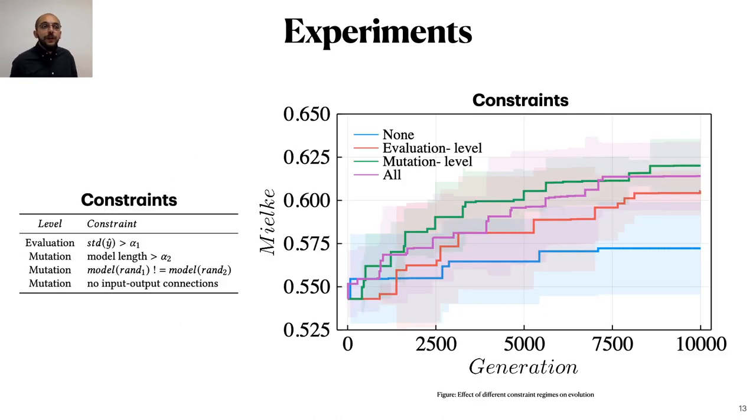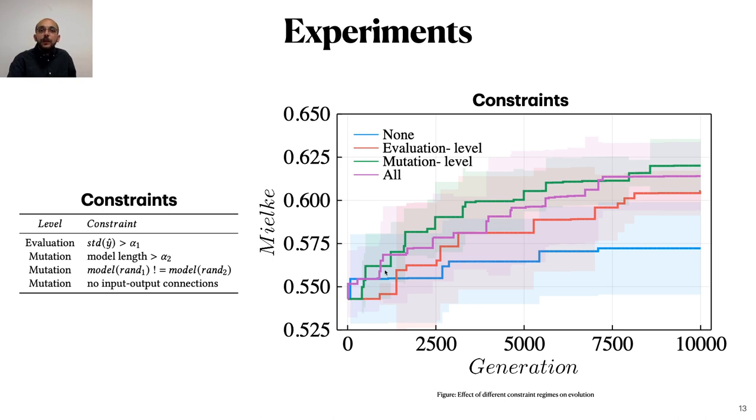Moving on, we modified the default genetic algorithm by including different constraints. We implemented constraints at the evaluation level, looking at the standard deviation of the outputs compared to our calibrated threshold, in addition to different mutation constraints. The mutation constraints are interesting because they look at the graph itself and try to eliminate invalid or unfit models before the evaluation step. This is interesting because it saves a lot of computational time. For this experiment, we tested running with no constraints, just the evaluation level constraints, just the mutation level constraints, and then a combination of all of them.